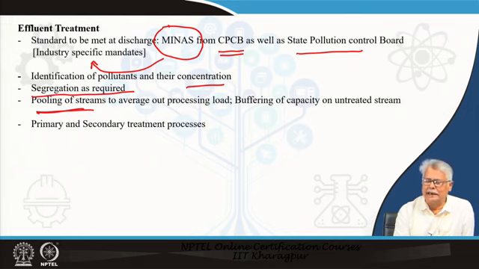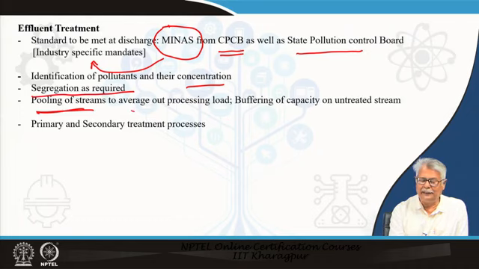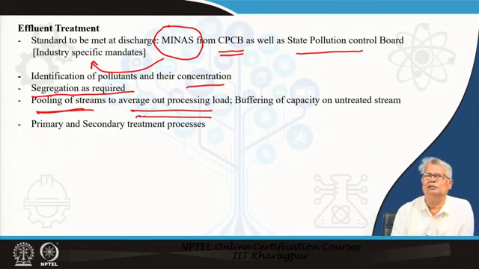You will always require pooling in order to average out the processing load. That means one stream contains a very high concentration of a particular pollutant, whereas the same thing could be low in another stream. So, if you mix them, the concentration which is reaching your effluent treatment plant will average out and it will get lowered.